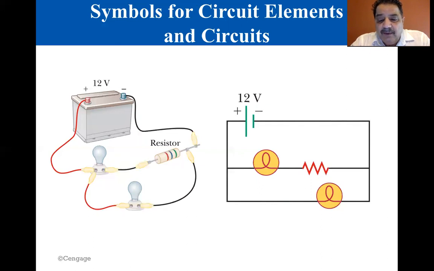Start at the positive terminal of the battery. We come first to a junction with a light bulb. If we follow the path through that bulb, we encounter a resistor, and if we follow the other path, we encounter another light bulb. Both paths reconnect and end up at the negative terminal of the battery.